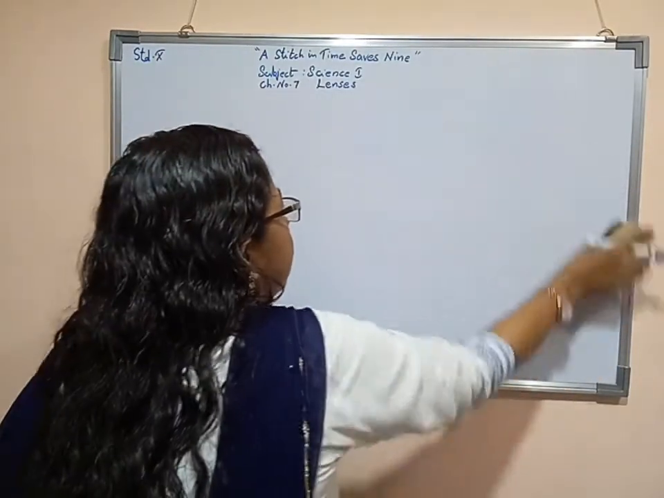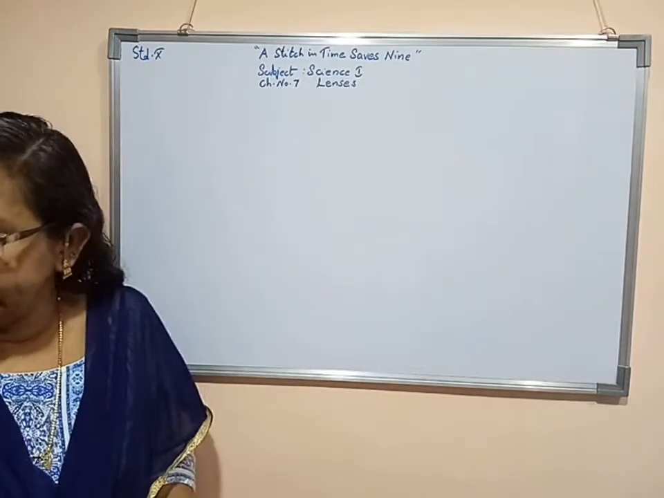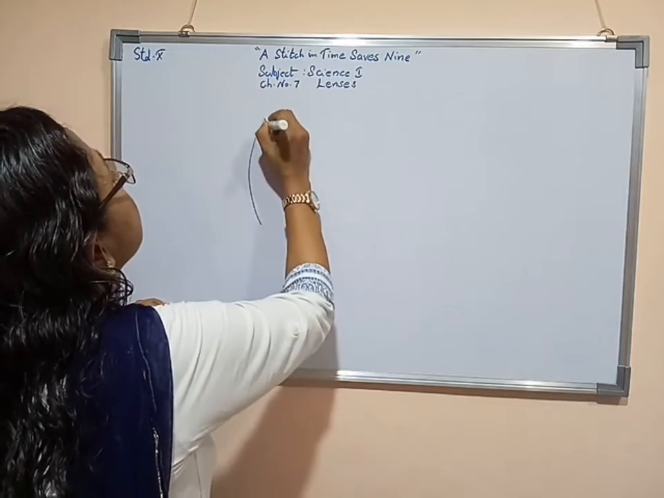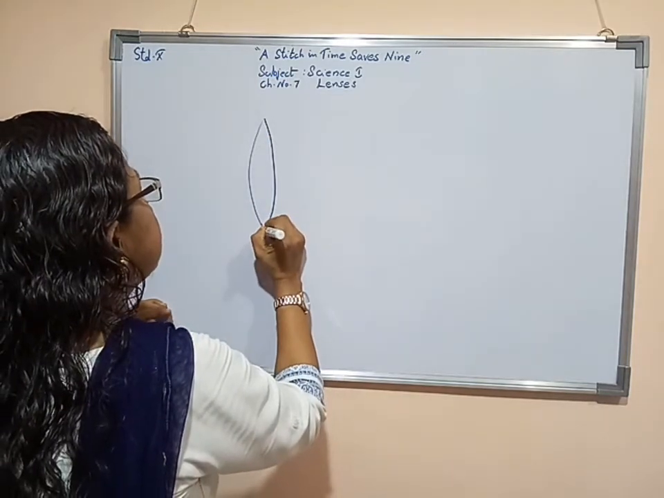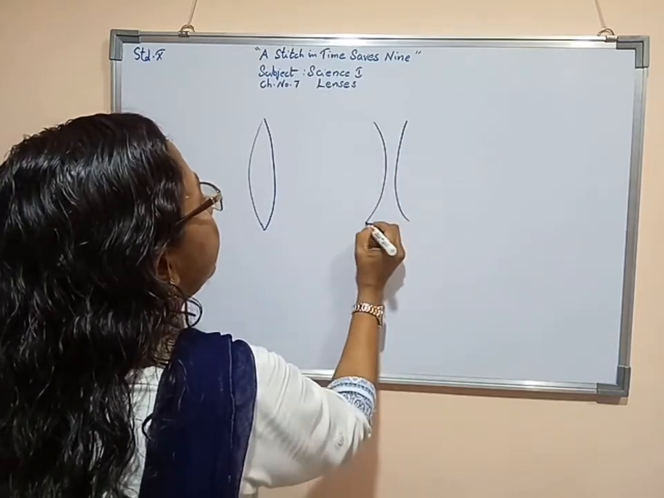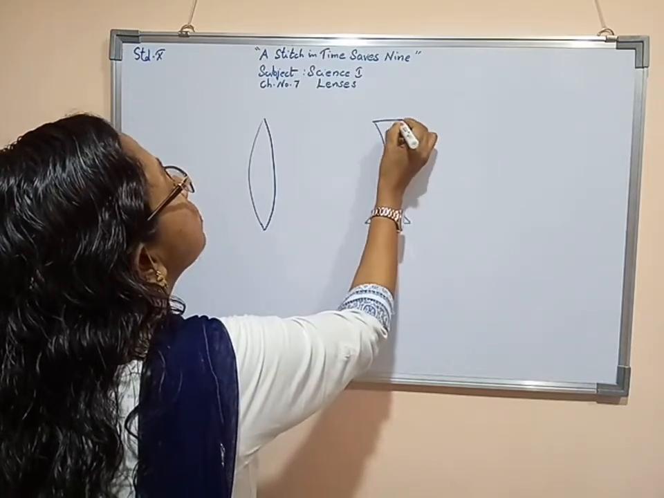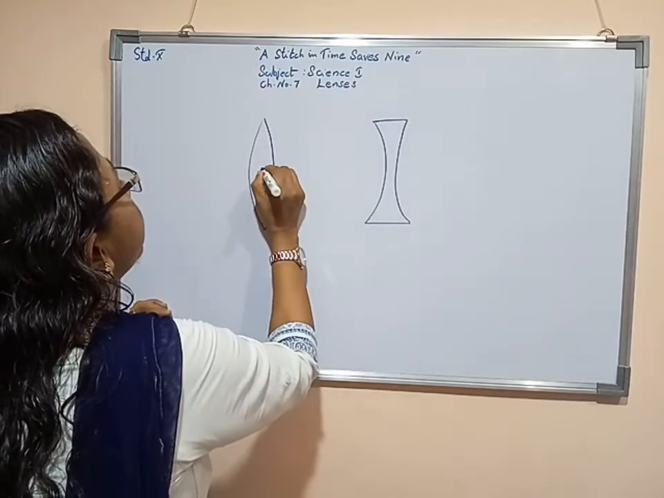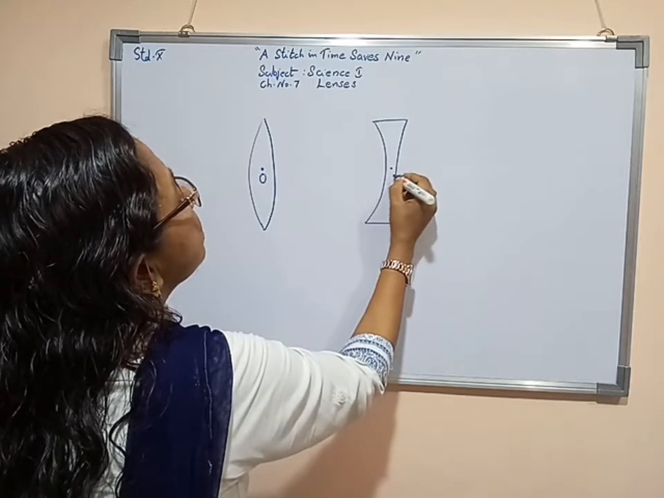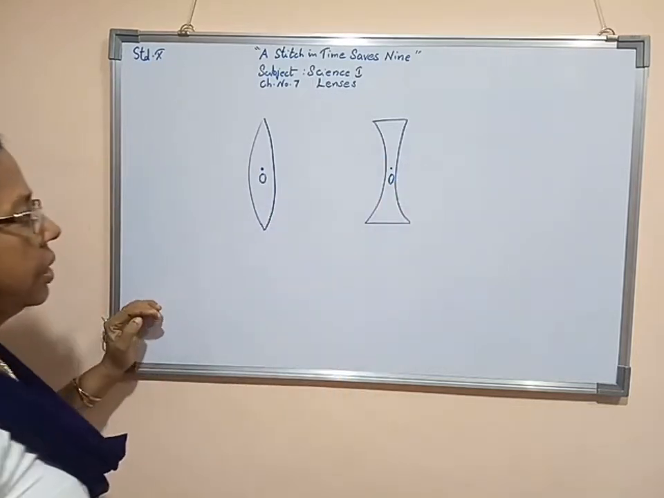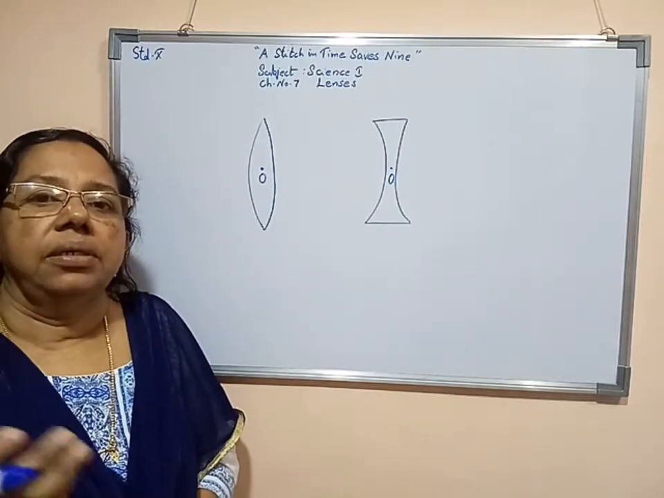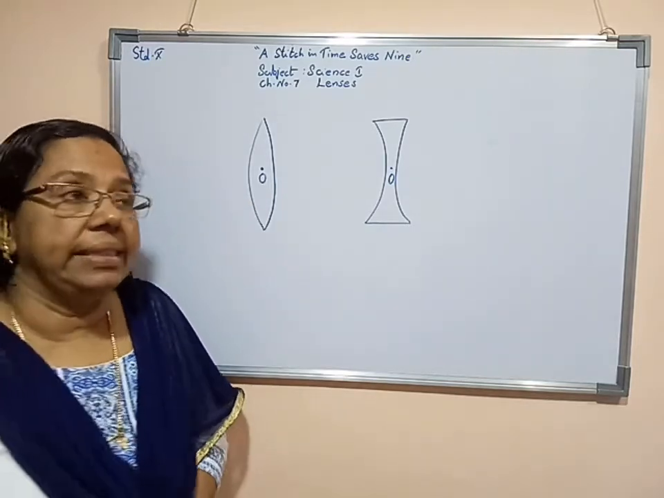I am drawing both types of lenses here. This is the convex lens. Here this is the concave lens. And now this is its optical center, and this is its optical center. Now what is the speciality or importance of the optical center of a lens?